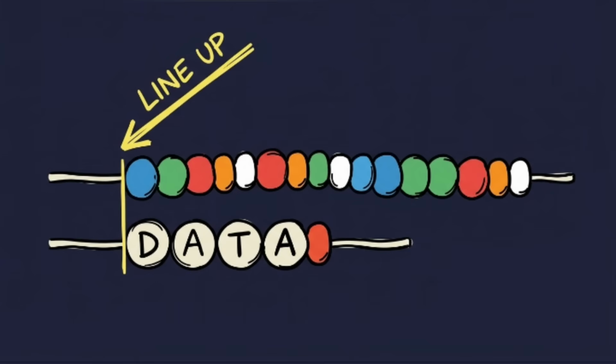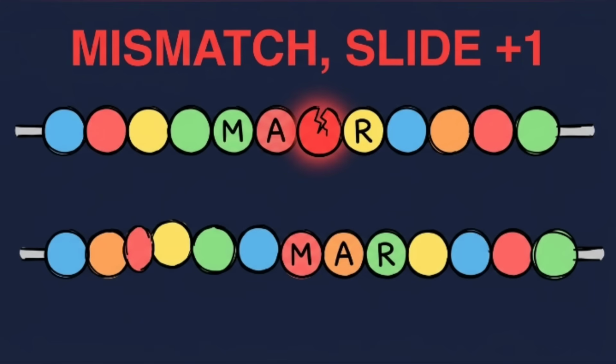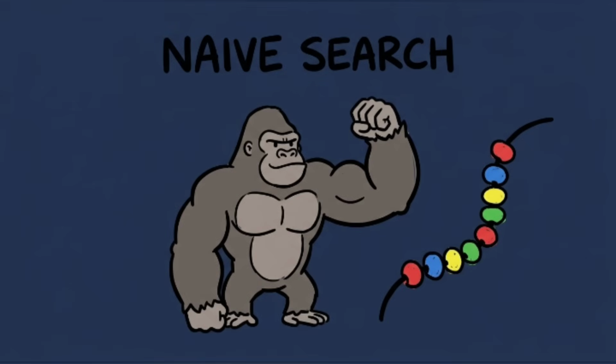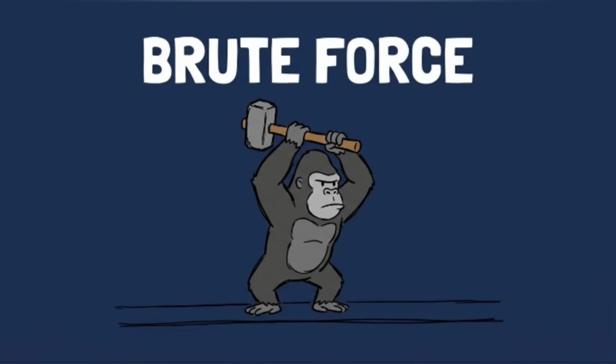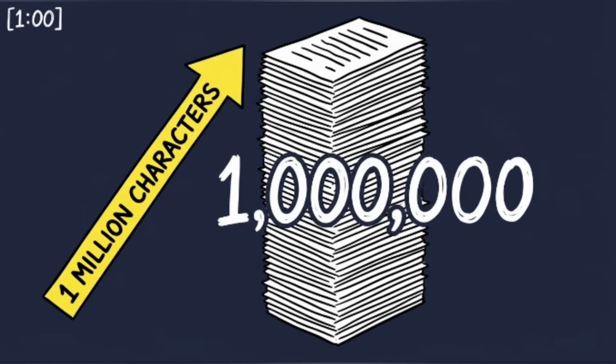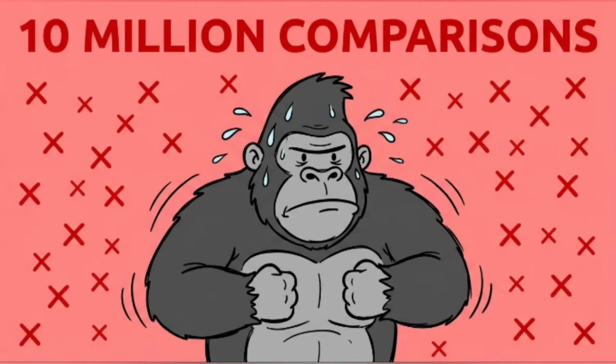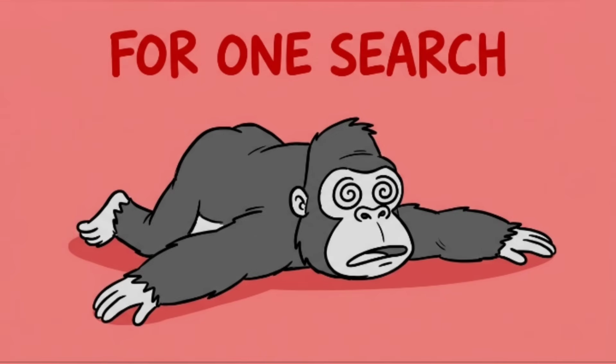It lines your word up against the start of the document, checking letter by letter. One wrong letter, and it slides forward by one character and tries again. This is called naive search. No tricks, just brute force. Here's where it gets interesting. On a 1,000,000-character document, naive search can perform close to 10 million comparisons in the worst case, for one search.